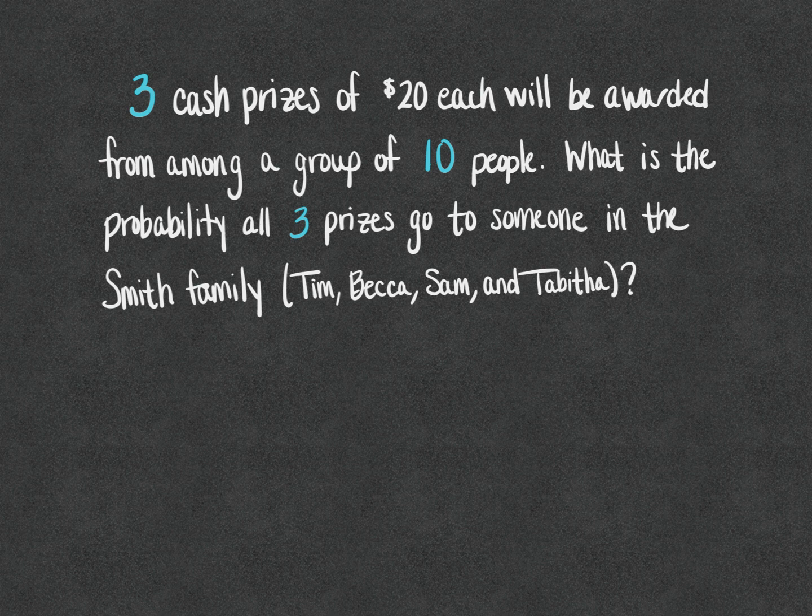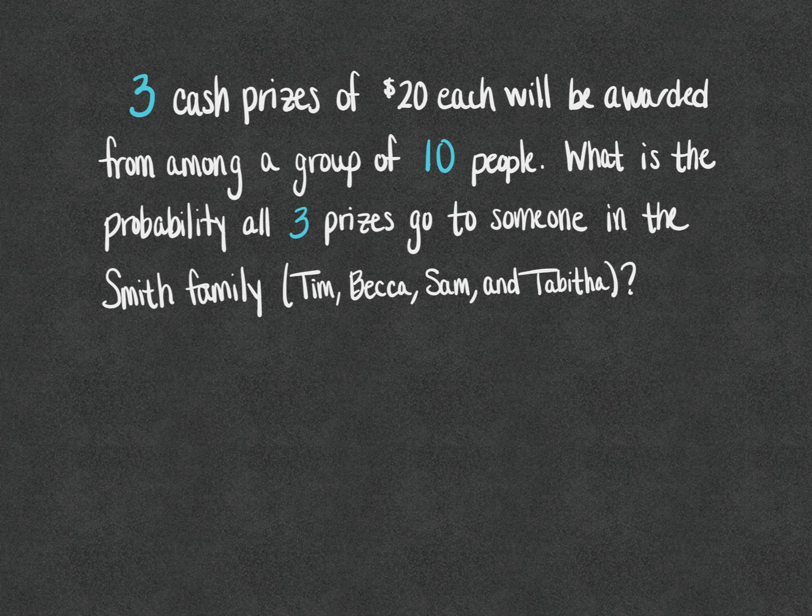3 cash prizes of $20 each will be awarded from among a group of 10 people. What is the probability that all 3 prizes go to someone in the Smith family, who are Tim, Becca, Sam, and Tabitha? So the first thing we need to decide is whether or not repetition is allowed. Well, these are cash prizes, and it doesn't say repetition is allowed, so we will make the assumption that we're not going to give more than one prize to one person.